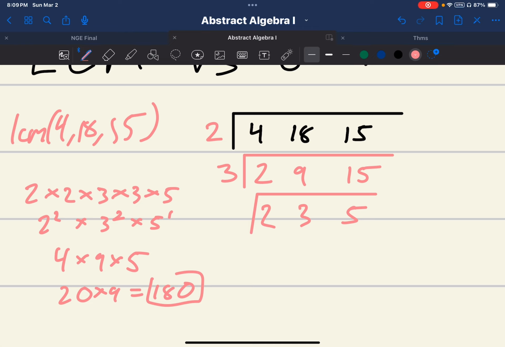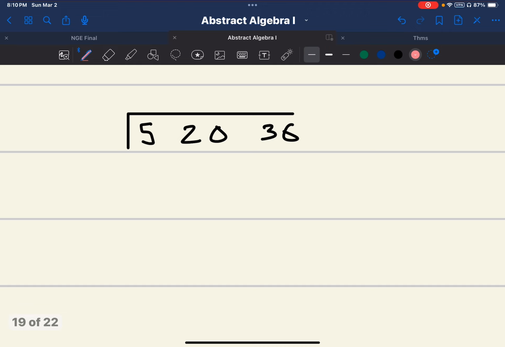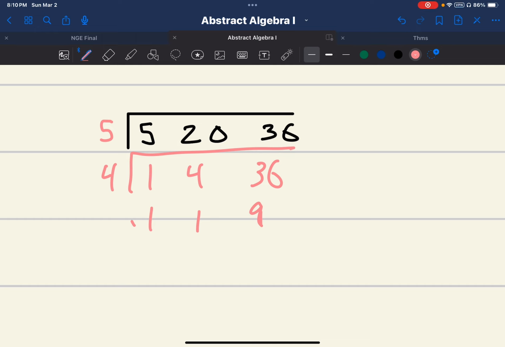I have another example over here, and you can do these in any order. I typically like go left to right, but we could pull out from these two since they share, or these two, or if 5 and 36 did share something, we could do it there. But since I can easily see, I can just pull out a 5. I'm gonna get 1, 4, 36. And then now I'm gonna pull out a 4 and get 1, 1, and 9.